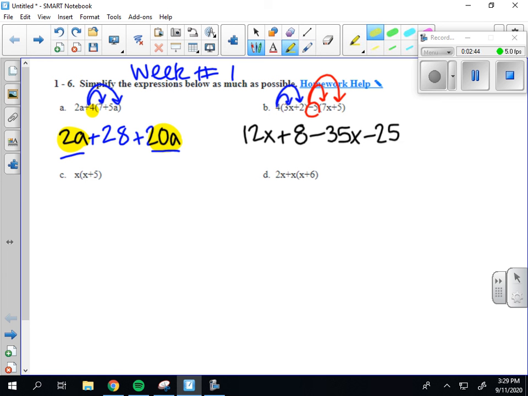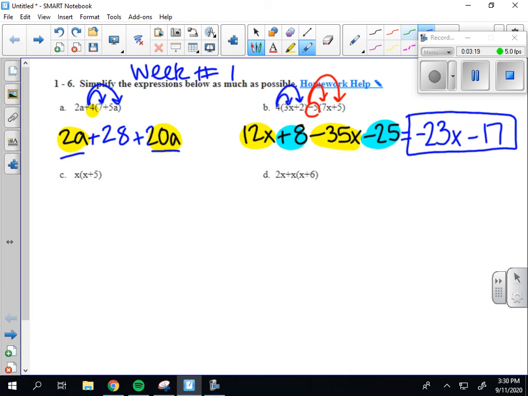So I'm sure I can combine something here, right? So let's look at anything goes with 12x, negative 35x. Anything goes with 8, negative 25. So my final answer, my simplified answer, is 12x plus negative 35x is negative 23x, right? And 8 plus negative 25 is negative 17. All right, I think that's my final answer because I can't combine negative 23x and negative 17.